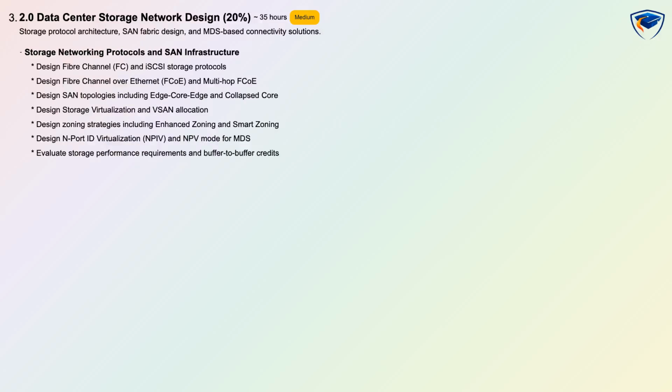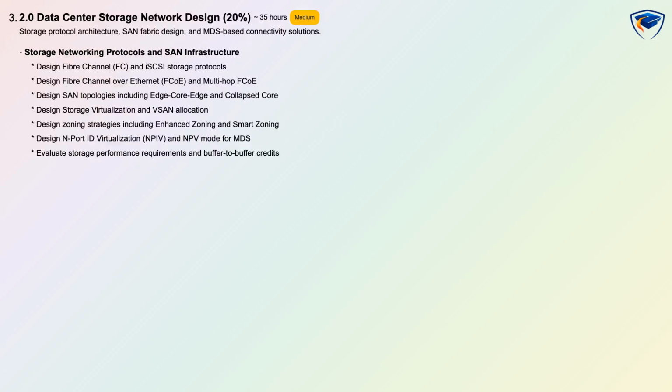Moving on to the data center compute design domain, you'll learn how to design unified computing systems, fabric connectivity, and hyperconverged infrastructure. This includes designing Cisco UCS B-Series and C-Series hardware integration, as well as fabric interconnect IO module connectivity. You'll learn how to design UCS service profiles, templates, and cloning strategies, as well as resource pools for identifiers and virtual interface card adapter policies.